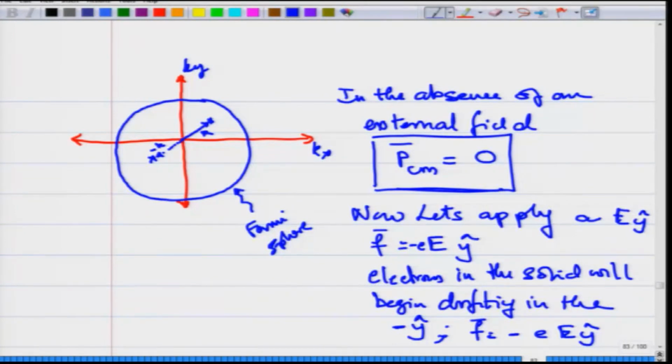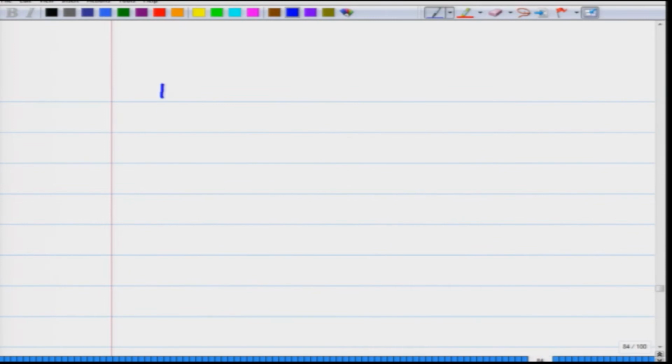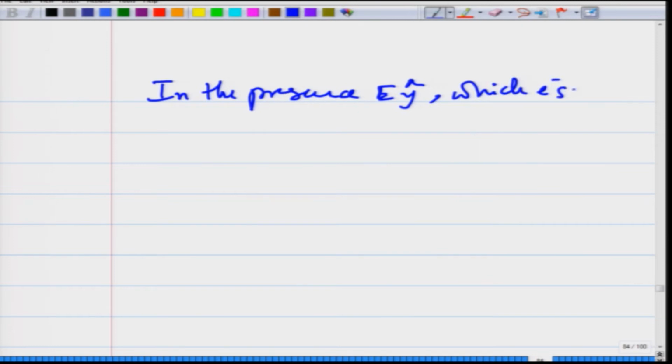Now electrons start drifting in the minus y direction, and as a result the center of mass momentum now starts shifting down, because there is a net flow of electrons in the y direction. But which electrons start moving? When you give a momentum to the system, out of these occupied electrons, which are those electrons which are going to start moving? In the presence of the electric field E, which electrons move?